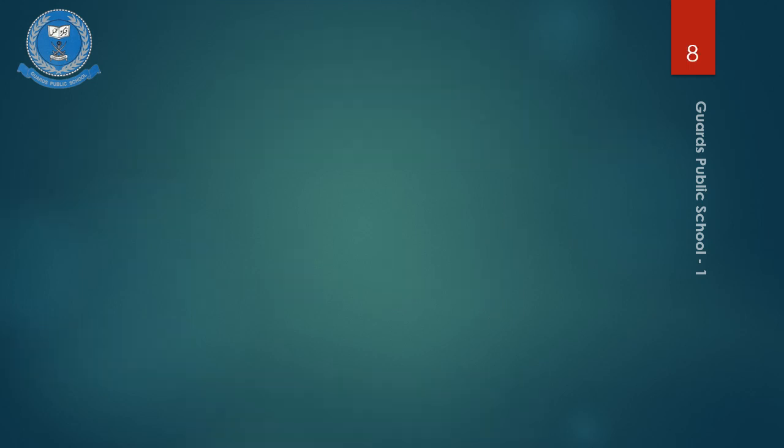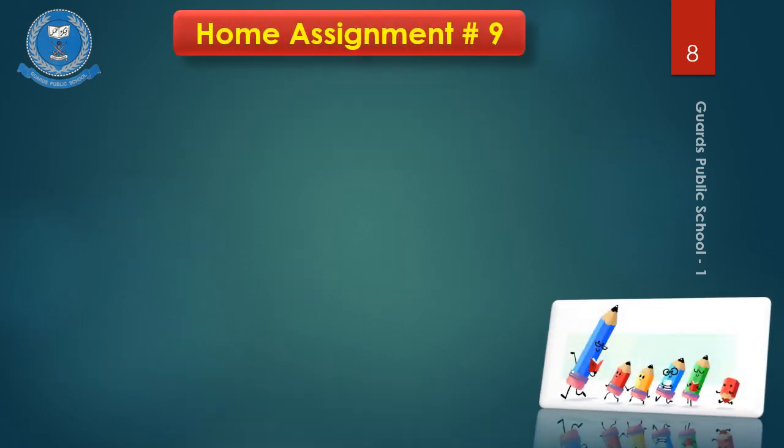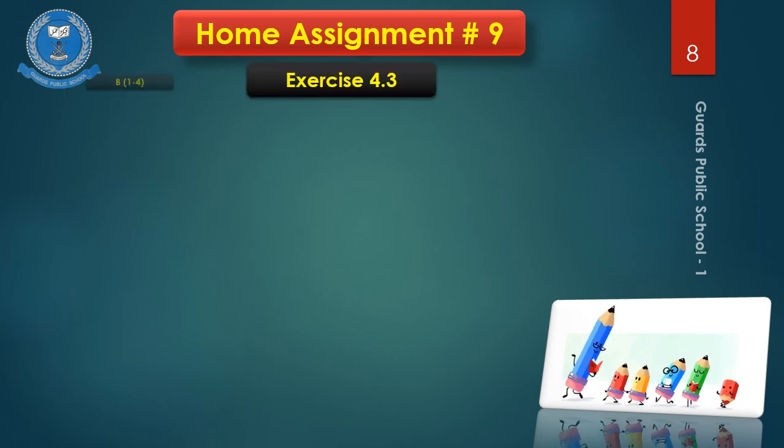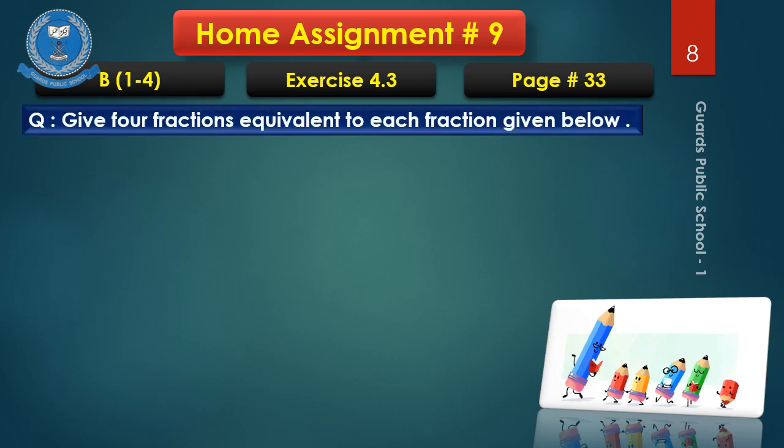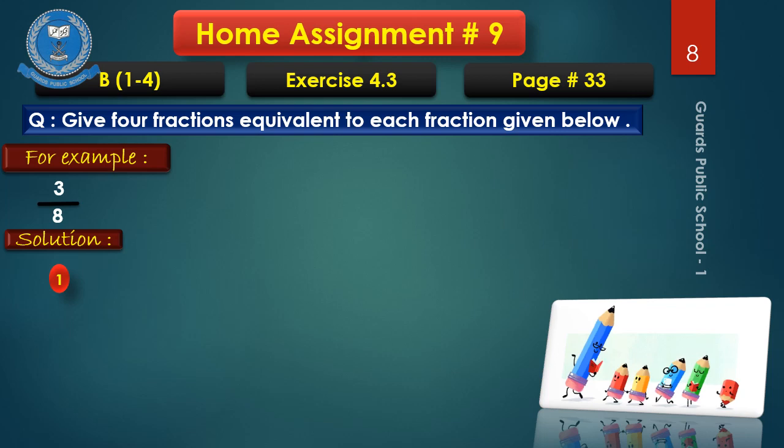Home assignment number 9, exercise 4.3 of your book. Parts you have to do is B 1 till 4 and the page number is 33. Question is given, give 4 fractions equivalent to each fraction given below. For example, 3 upon 8. Solution, students, you have to find out 4 equivalent fractions.